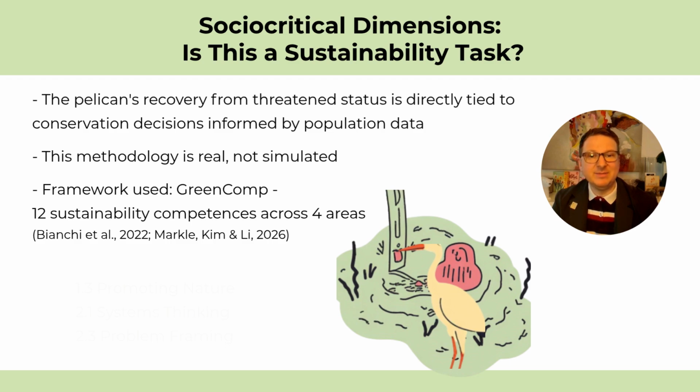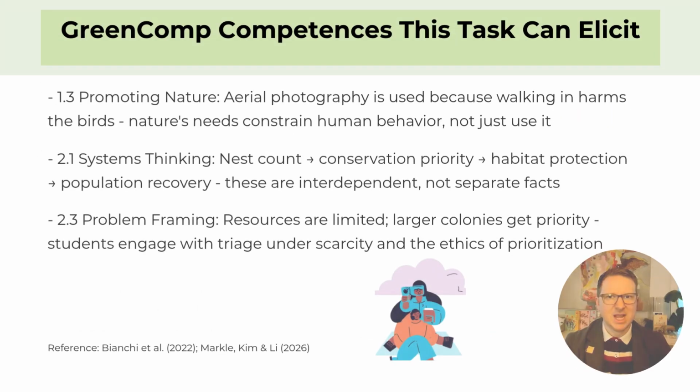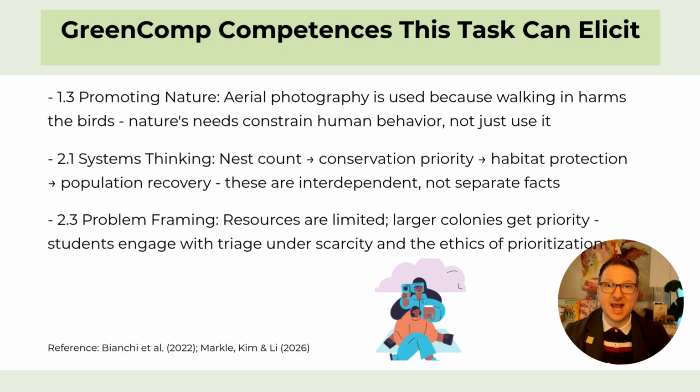To assess the sustainability potential, we're drawing on the GreenComp framework developed by Bianchi, Pisiotis, and Cabrera. Markle, Kim, and Lee apply this framework in their work on sustainability competences with primary students. GreenComp identifies 12 competencies across four areas: embodying sustainability values, embracing complexity, envisioning sustainable futures, and acting on sustainability. The Pelican task has genuine potential to elicit at least three of these. Let's walk through each GreenComp competency this task can elicit.